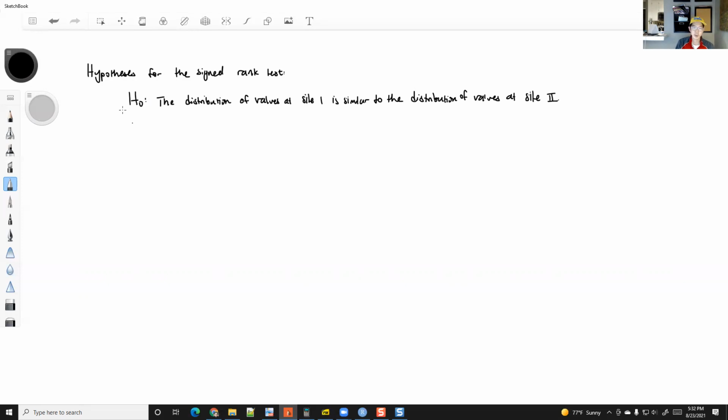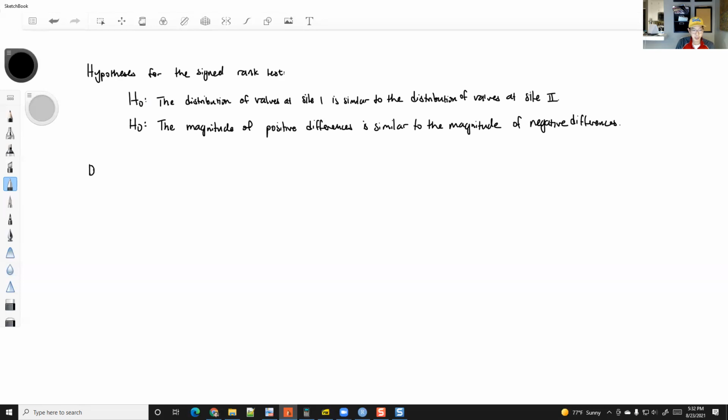Or maybe more abstractly, we can also say the magnitude of positive differences is similar to the magnitude of negative differences. Okay. And then the alternatives.